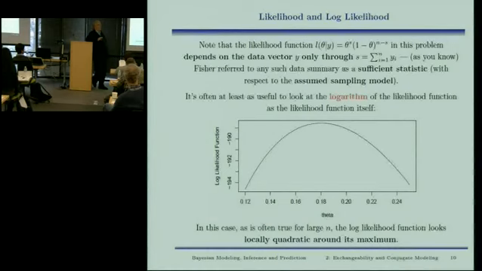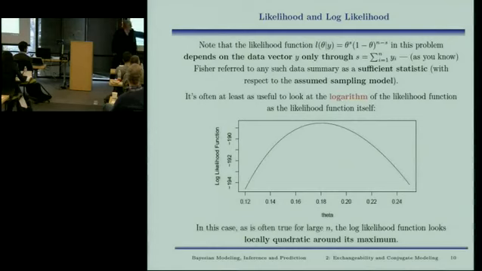For Fisher, he preferred to work on the log scale because that's where all the good math occurs. He proved all his theorems about what's going on with the logarithm of the likelihood function. And we also know that it's got to just be easier to work with because it's always harder to work with products than it is to work with sums. So in this case, as is often true for large n, the log likelihood function looks, the jargon is locally quadratic around its maximum. And that brings me to Fisher's ad hocery.